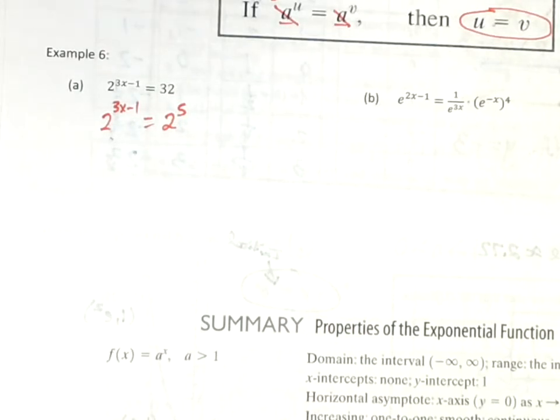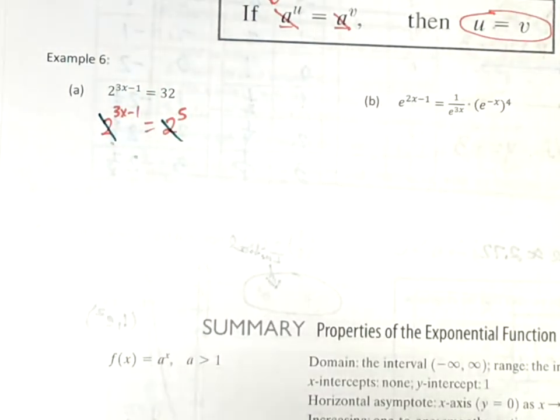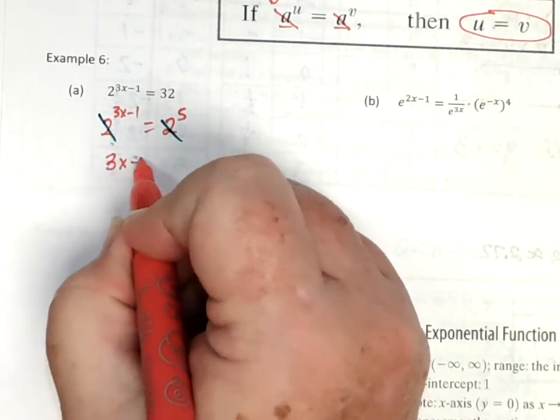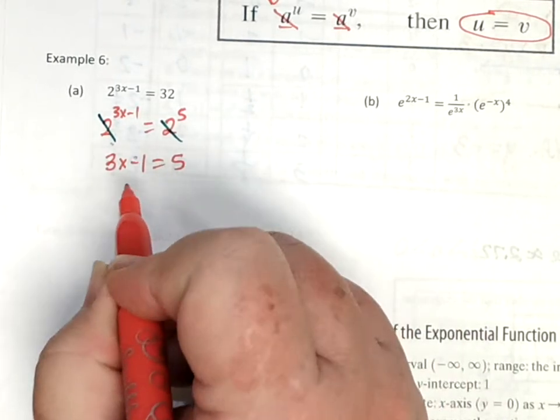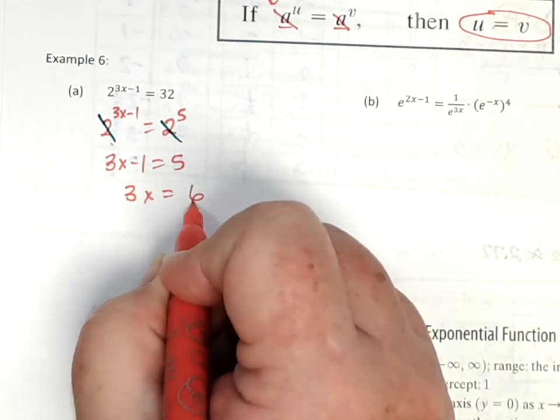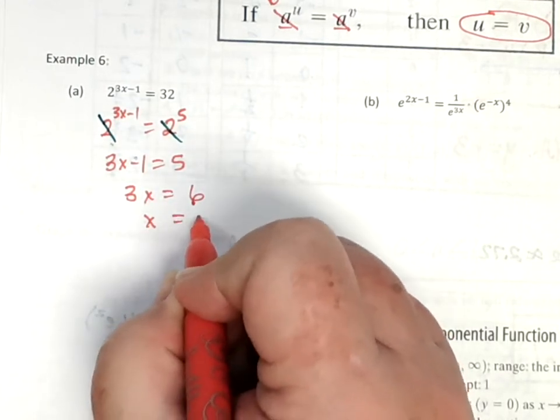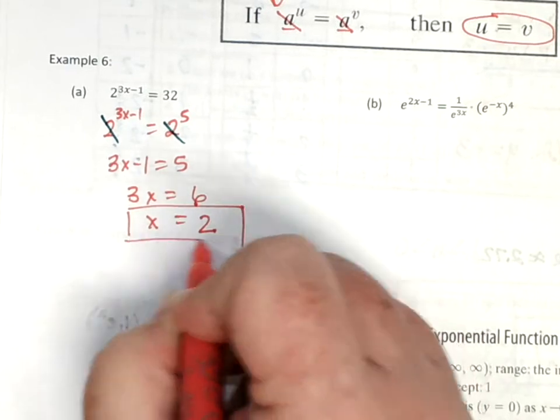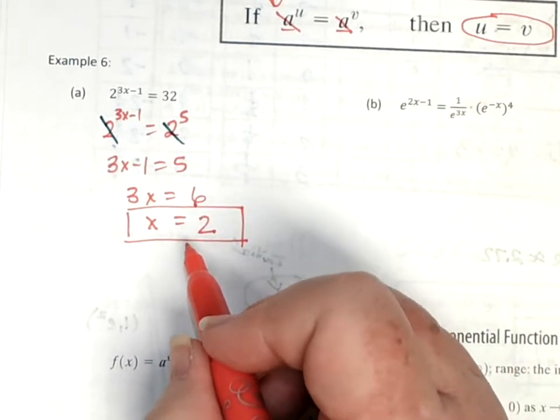Why did I want to do that? Because now when the bases are the same, I can ignore them. And I can look at 3x minus 1 must be equal to 5. Add 1 to both sides, so 3x equals 6. Divide both sides by 3. x equals 2.